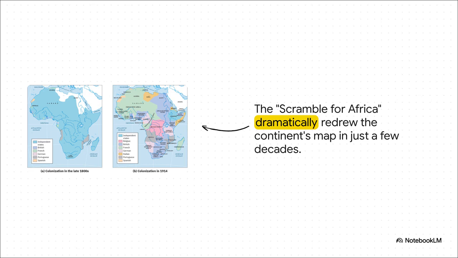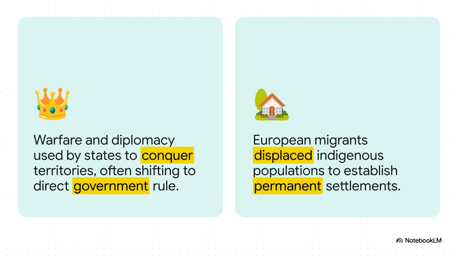This was the infamous Scramble for Africa, a wild period of competition made possible by new tech like the steamship, which could travel up rivers, and the Maxim gun, which created a massive military imbalance. So how did they actually control these huge new territories? Well, you see two main approaches.